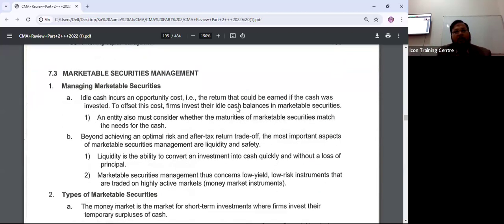And again, marketable securities are very liquid. Liquid means whenever you want, you just sell it and get it converted into cash. Now, an entity also must consider whether the maturities of marketable securities match the needs for the cash. Beyond achieving an optimal risk and after-tax return trade-off, the most important aspects of marketable securities management are liquidity and safety. So liquidity is the ability to convert an investment into cash quickly without any loss of principal.